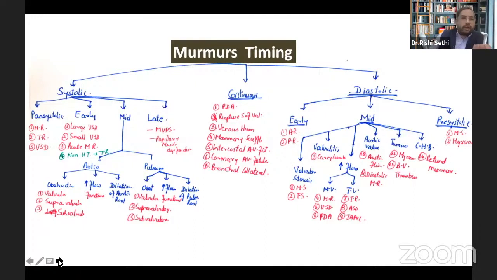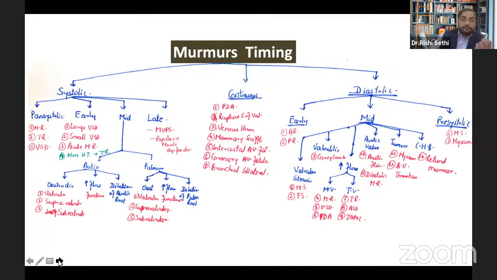Acute MR; chronic MR is always pansystolic. In acute MR, the LA is not compliant yet to take that amount of load. So the murmur starts at the onset of S1, but it ends somewhere before S2 because the LA is not so compliant. It's an acute MR. So acute MR is also one of the causes for an early systolic murmur.